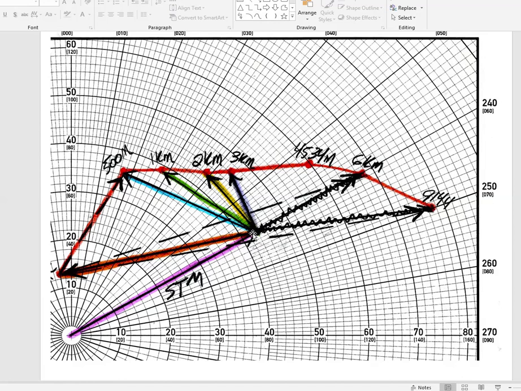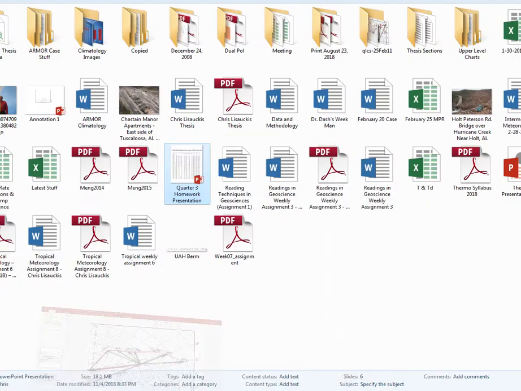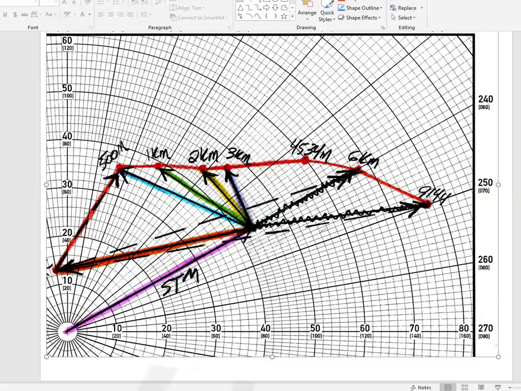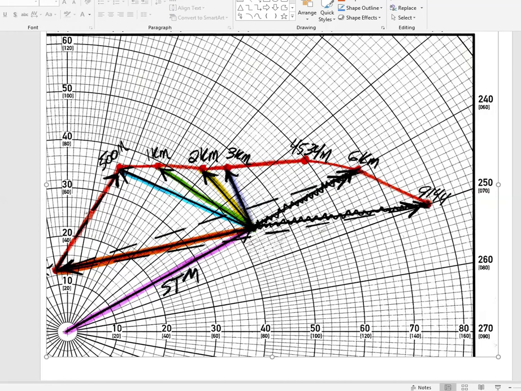Take a look at this dot right here. Okay, take a look at that for a moment. Pause it if you'd like, or just try to think it through as I talk to you about it. Okay, so to find the storm motion vector, of course, you'll be plotting this data right here, 244 at 56. But I'm not going to show you what that plot is. I'm going to show you what this one is to use it as an example.